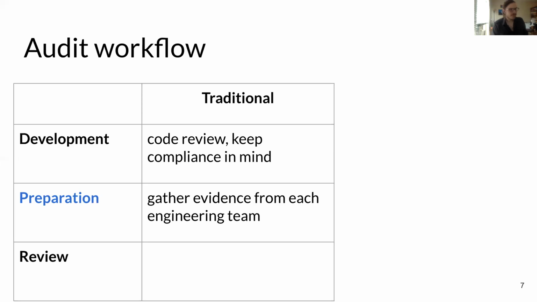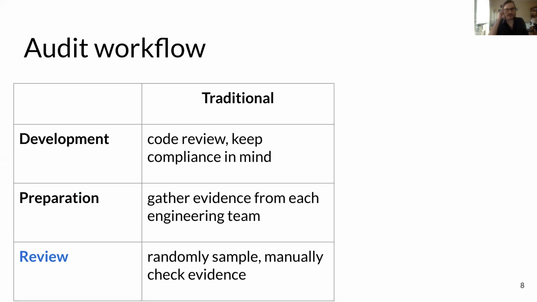And then finally, in the review stage, an auditor is going to come on site and randomly sample from the evidence that was gathered during the preparation stage and manually check that the rules are followed. So for example, one of the pieces of evidence might be a screenshot of where customer data is encrypted. And the auditor will look at it and say, well, I can see that you're using an encryption algorithm that I know is particularly strong. And so that's fine.